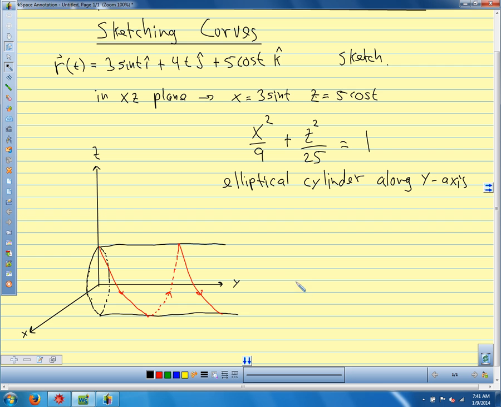So we would call this curve an elliptical helix. Helixes show up a lot. We will get to the point where we'll look at this vector valued function and we'd say, oh, that's a helix.